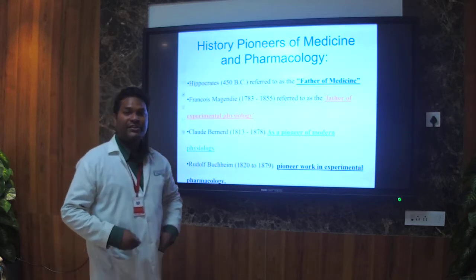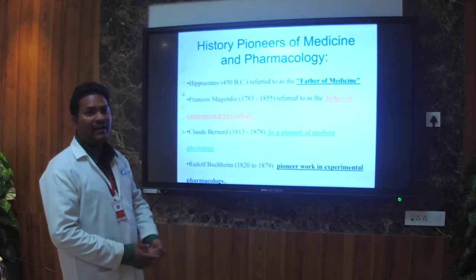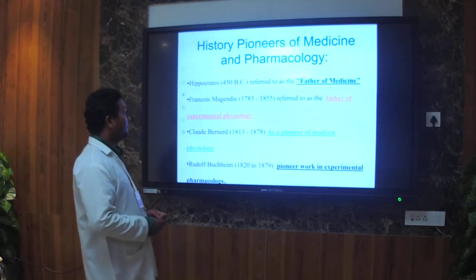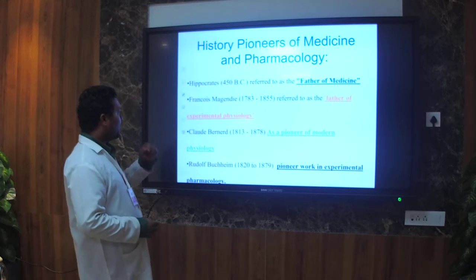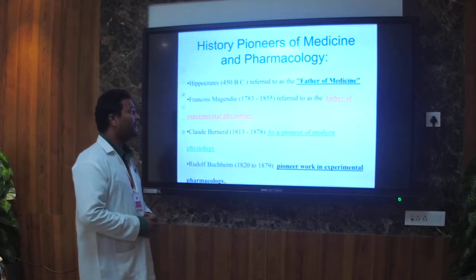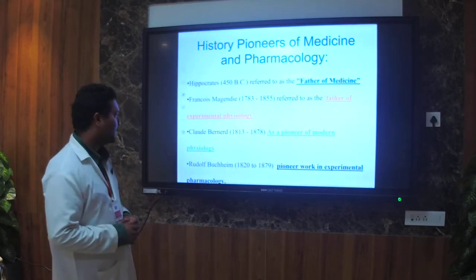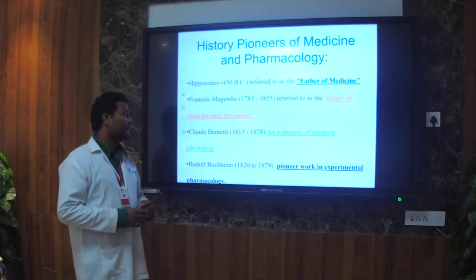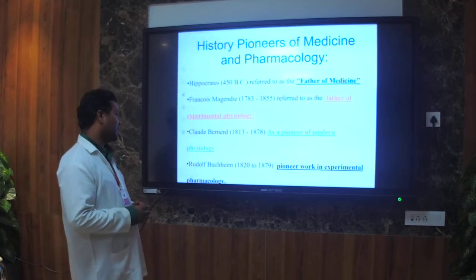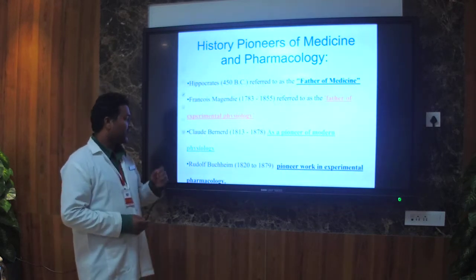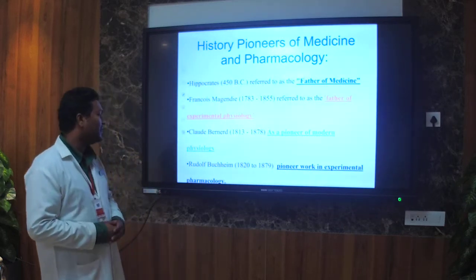If you look at the history of the pioneers of medicine and pharmacology, it all started in the age of Hippocrates in 450 BC, who is referred to as the father of medicine. Then Francois Magendie, 1783 to 1855, was referred to as the father of experimental physiology. Then Claude Bernard, 1813 to 1878, was termed a pioneer of modern physiology. And then Rudolf Buchheim, 1820 to 1879, did pioneering work in experimental pharmacology.